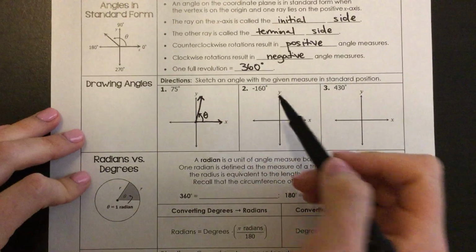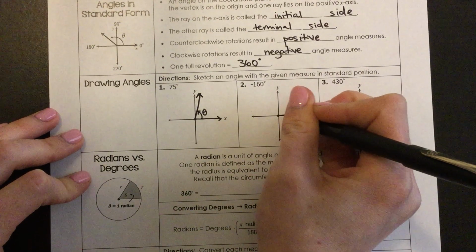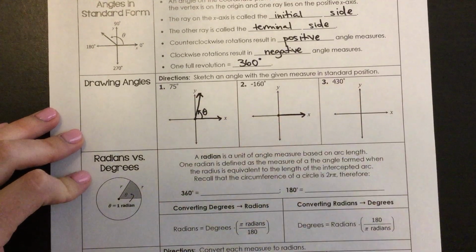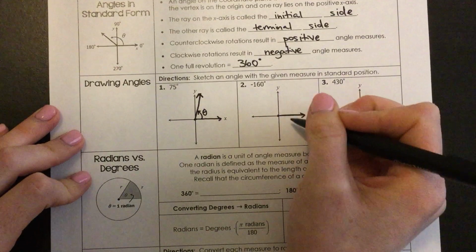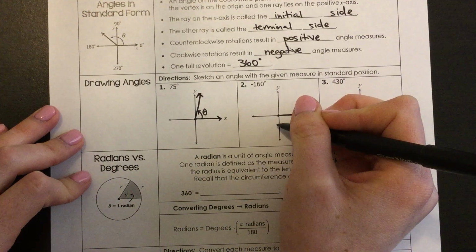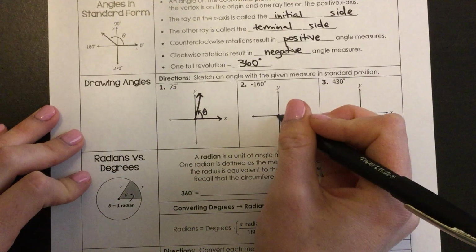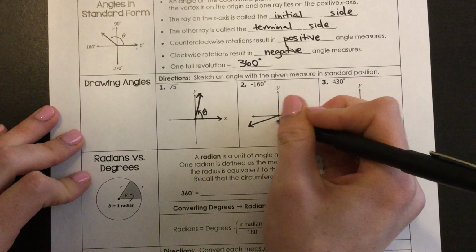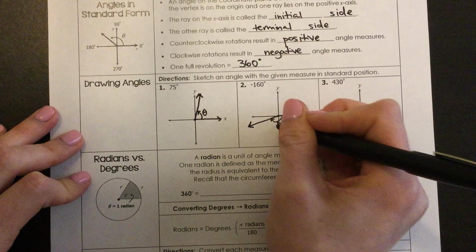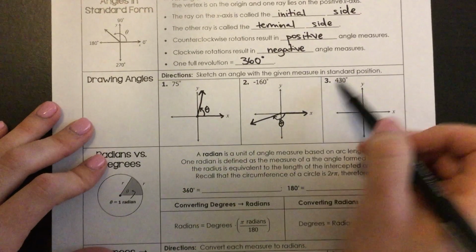If we look at number 2, negative 160 degrees means you still are at the origin, and you still use this as your initial side. This time it's going to open backwards though, which means going clockwise instead of counterclockwise. So backwards 90, backwards 180. So backwards 160 would be just a little bit before that, maybe right here. So this would be going backwards, and that would be our angle, 160 degrees backwards.